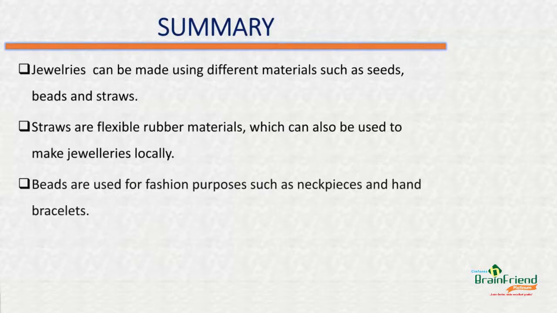Next, we learned that jewelries can be made using different materials such as seeds, beads, and straws. Also, we learned that straws are flexible rubber materials which can be used to make jewelries locally. And finally, we learned that beads are used for fashion purposes such as neck pieces and hand bracelets. Now let's move on to our test section.